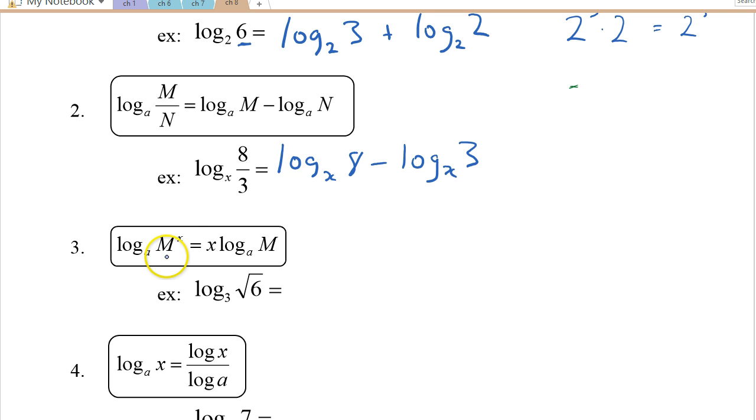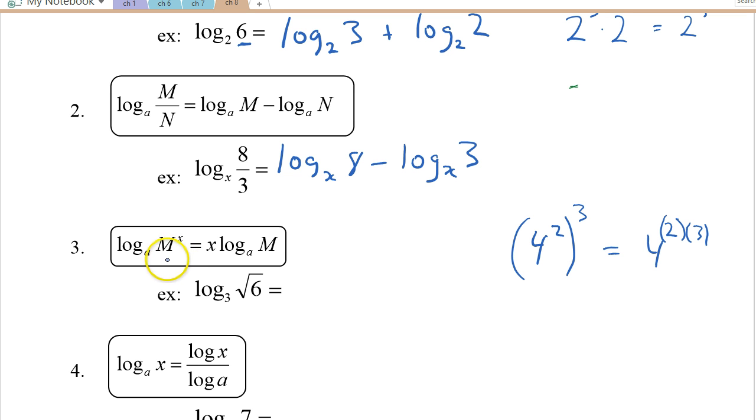So here's an example where you have m to the power of x, right? And remember how we do this. If we had 4 squared to the power of 3, we end up doing 4 to the power of 2 times 3, right? We end up multiplying those. So it's the same idea.